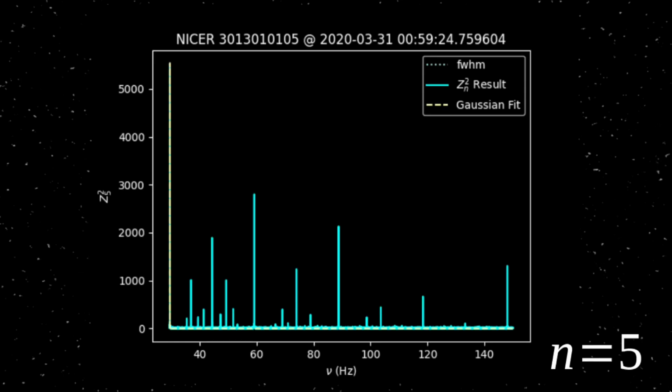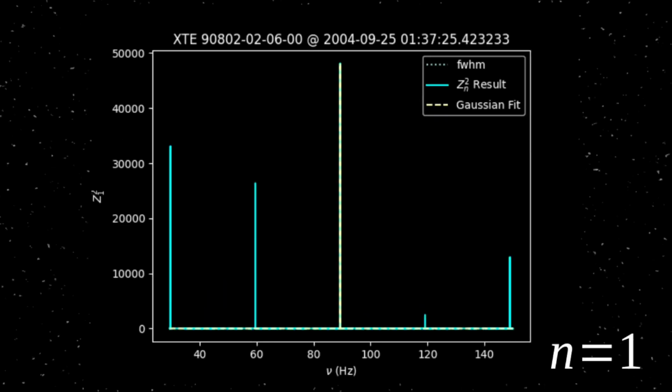But as many of you may know, we can't just test one data set from one mission, so I picked out a dataset from an XTE mission and ran similar tests. This is XTE ObsID 90802-020600, taken in 2004 of the Crab Pulsar B0531+21. And this is the broader Z1 squared result that we end up seeing.